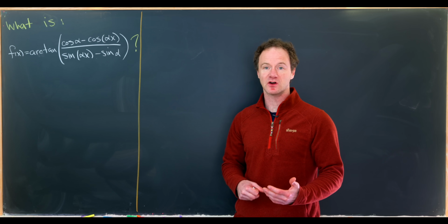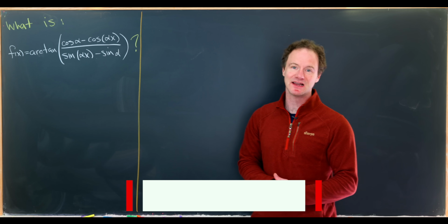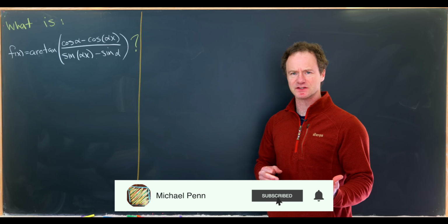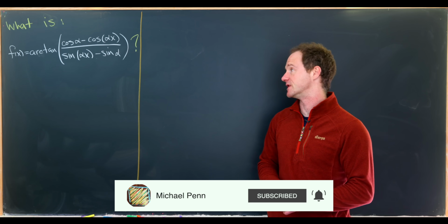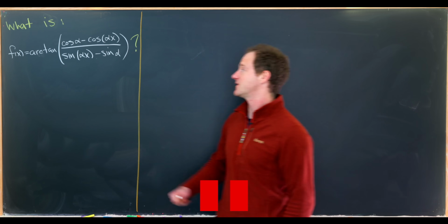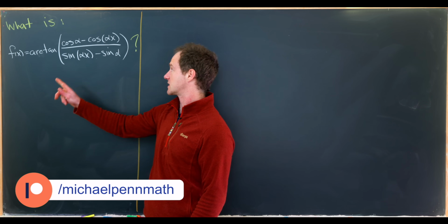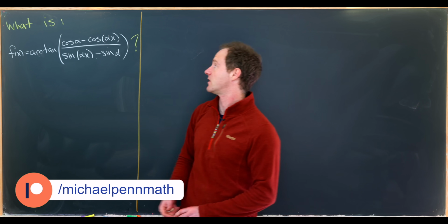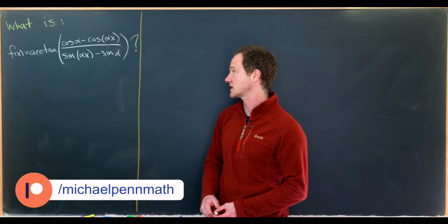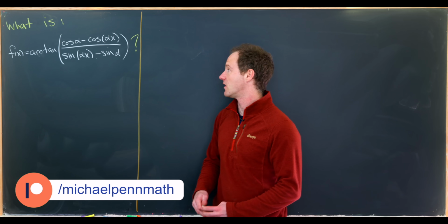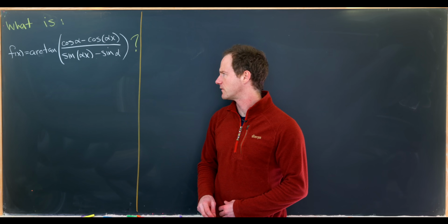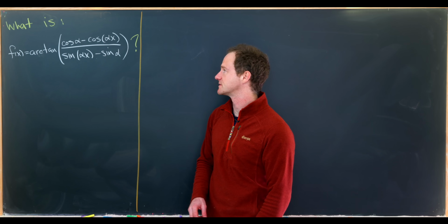Today we're going to look at a function that's surprisingly nice and simple, even though it has a really crazy complicated definition. So let's define f of x to be the arctan of cosine of alpha minus cosine of alpha x over sine of alpha x minus sine of alpha. So how can we approach this?